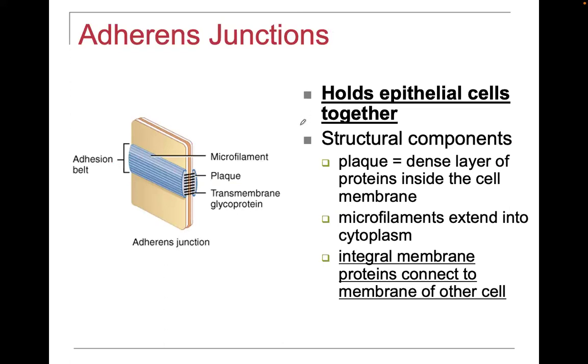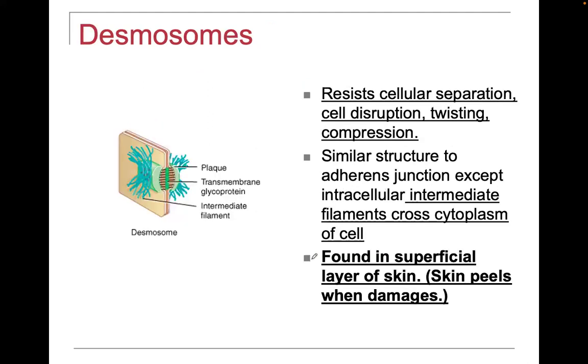Adherens junctions are another type of junction that holds together epithelial cells. And it's just another structural component found within the cell and the cell membrane. An integral membrane protein connects to other membranes of other cells. So we'll see adherens junctions associated with those integral membrane proteins that go into the cell membrane wall and connect to other membranes of other cells. But they're not super tight like the tight junctions.